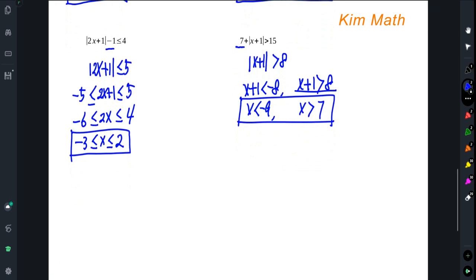Okay, so please remember, in solving inequalities, when you divide both sides by a negative number, we must switch the direction of the inequality. Okay, thank you very much. Bye bye.